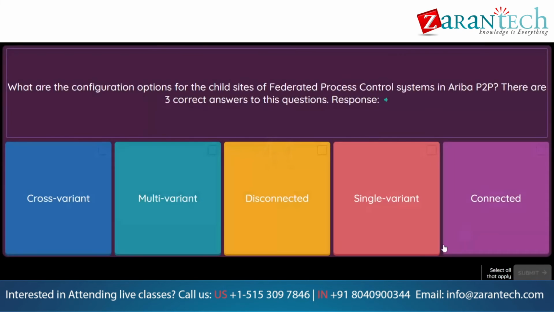Question: What are the configuration options for the child sites of federated process control systems in Ariba P2P? There are 3 correct answers to this question. Response: Option 1. Cross-variant. Option 2. Multi-variant. Option 3. Disconnected. Option 4. Single variant. Option 5. Connected.